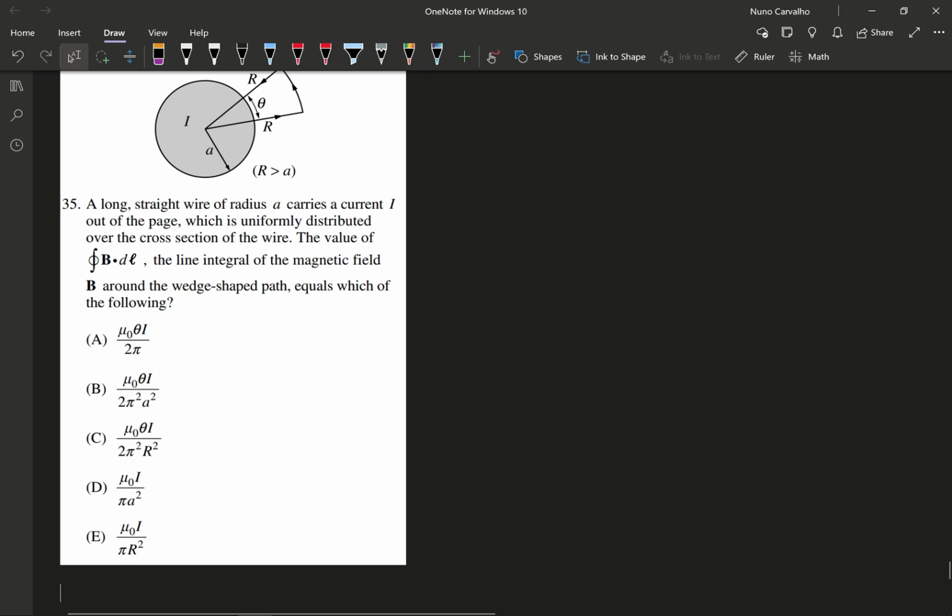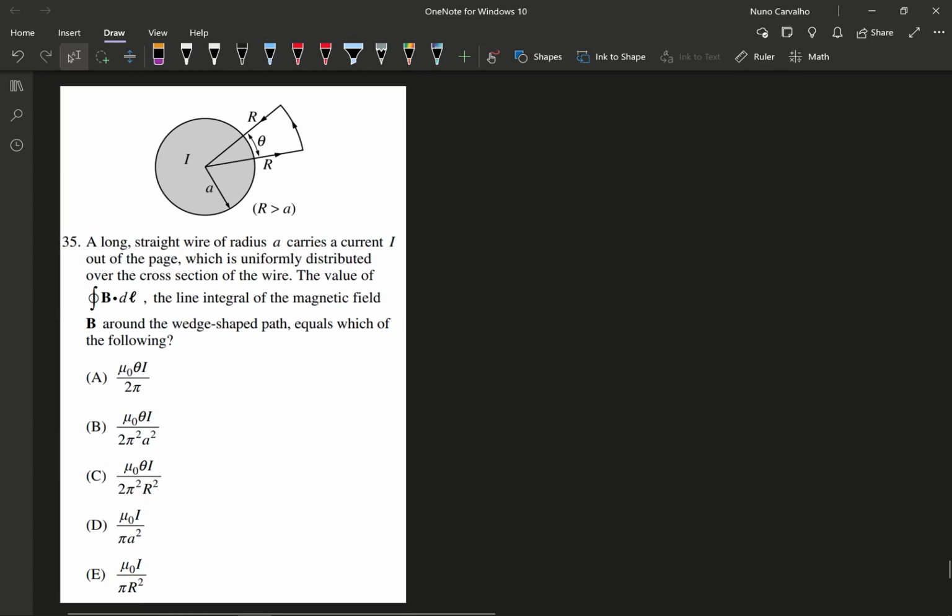Number 35, the final question. We're told that a long straight wire of radius A carries a current I out of the page, which is uniformly distributed over the cross-section of the wire. The value of the integral of B dot dl, which is the line integral of the magnetic field B around the wedge-shaped path, equals which of the following?